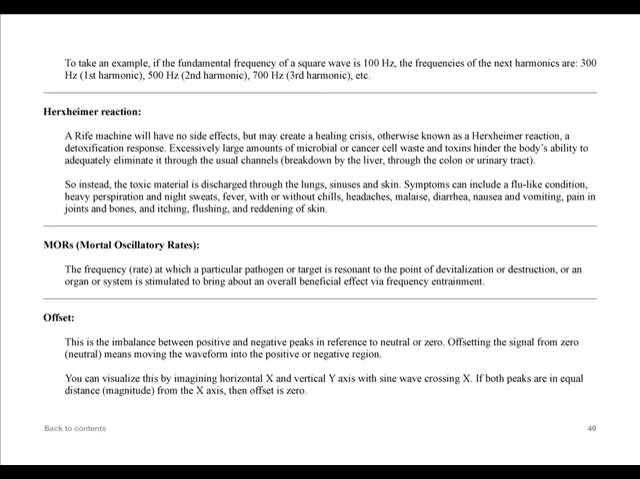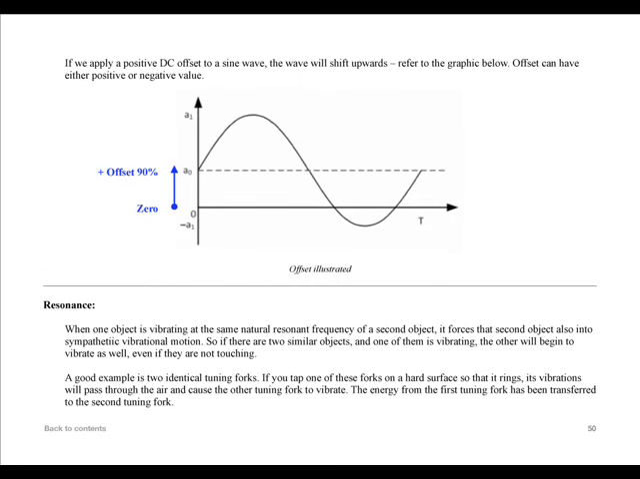If we apply a positive DC offset to a sine wave, the wave will shift upwards; refer to the graphic below. Offset can have either positive or negative value. Plus offset, 90%, zero offset illustrated.